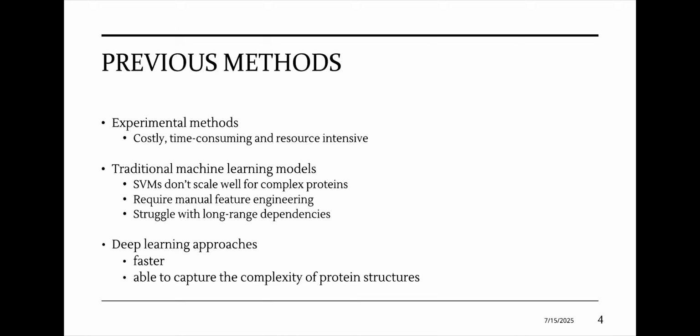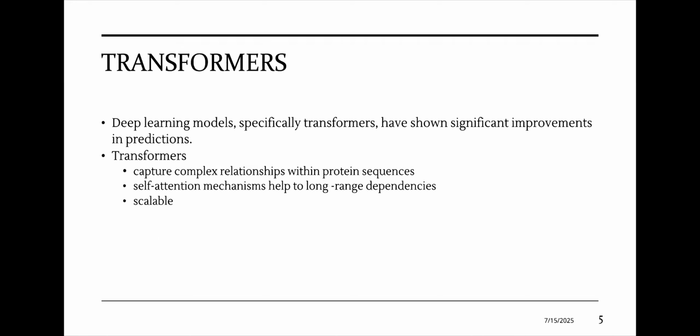These challenges have led to more focus on deep learning approaches. These models are faster and able to capture the complexity of the structure and the relationships between amino acids. Deep learning models, specifically transformers, have shown significant improvements in predictions for proteins with complex structures. Transformers overcome these challenges with the use of their self-attention mechanisms, which allow these models to focus on different parts of the protein sequence to capture long-range dependencies. This is crucial for determining the structure. Transformers are more scalable than other models.